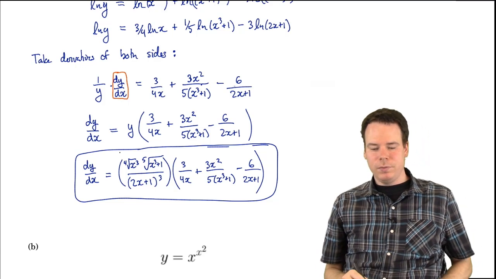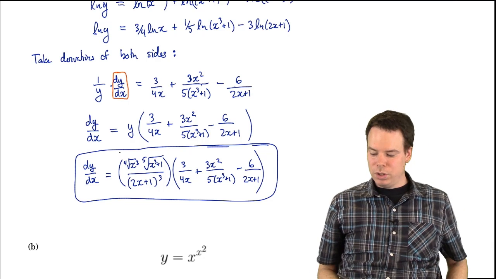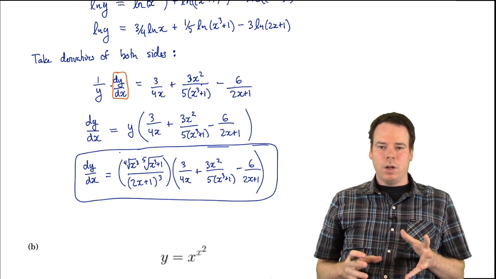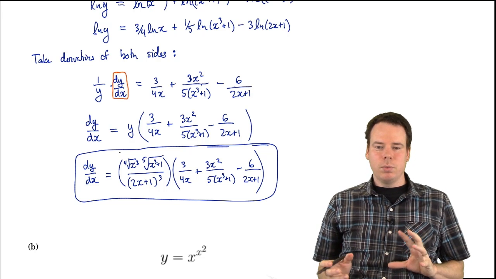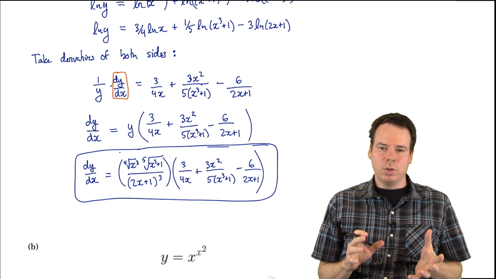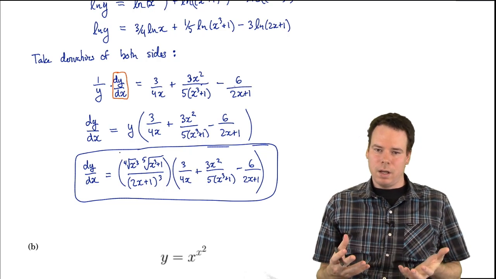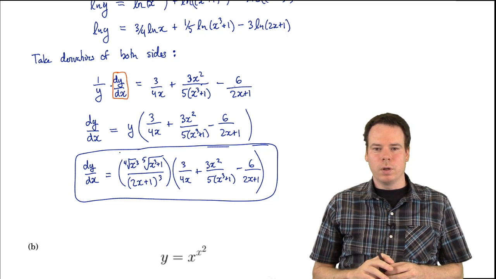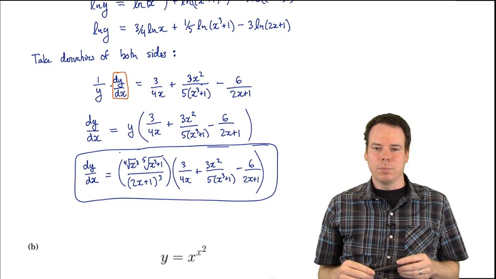So that was an example of using a technique called logarithmic differentiation, where the original function involved a lot of quotients and products and powers, and we used logarithms to convert those to differences, sums, and products, where one of the factors in the product was a constant.